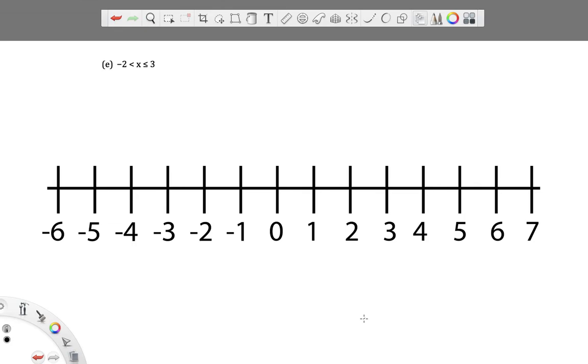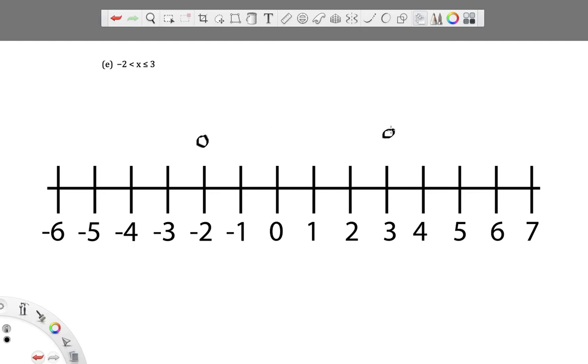So this is a different question now because one of our inequalities has an equal to part. So x here is between -2 and 3, but also including 3. Right, so the numbers that we're dealing with are -2 and 3. So we put a circle above -2, put a circle above 3.